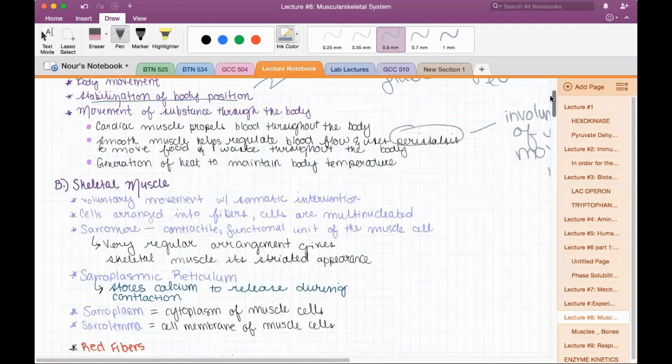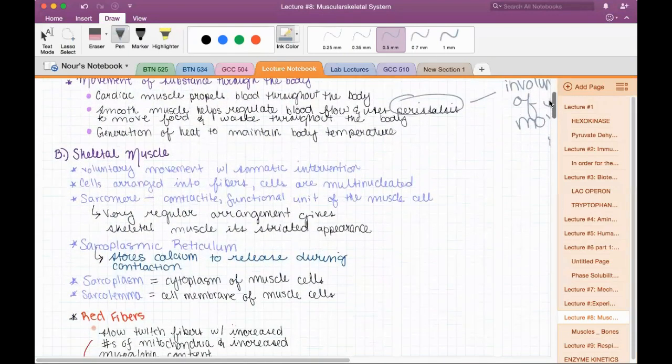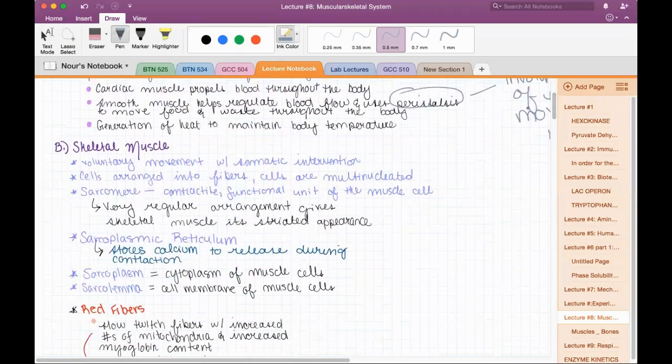Okay, so the first type of muscle is a very important one, skeletal muscle, and I'm going to be talking mostly about this today. Skeletal muscle deals with the voluntary movement of somatic intervention. Voluntary basically means the muscles you manipulate voluntarily, like the muscles in your fingers, your arms, your legs, stuff that you voluntarily move that aren't automatic, and it can only be mostly manipulated by your brain's intervention.